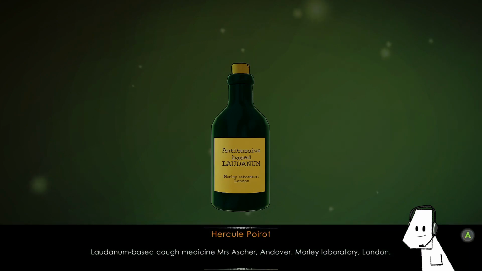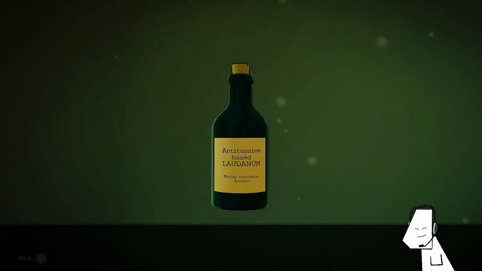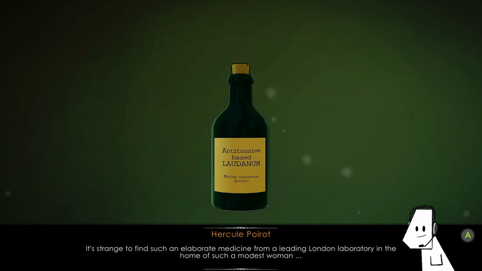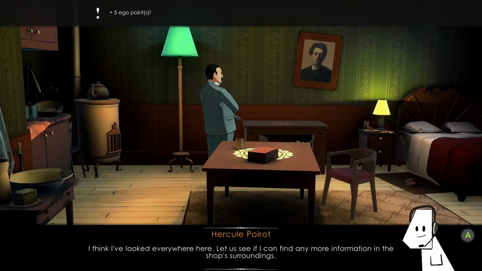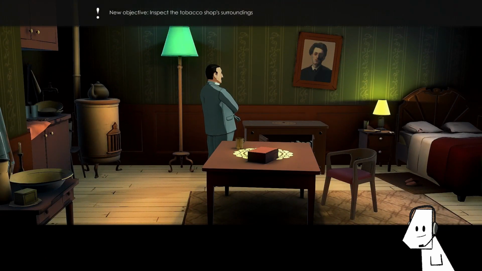Laudanum-based cough medicine, Mrs. Asher, and Dover Morley Laboratory, London. It's strange to find such an elaborate medicine from a leading London laboratory in the home of such a modest woman.